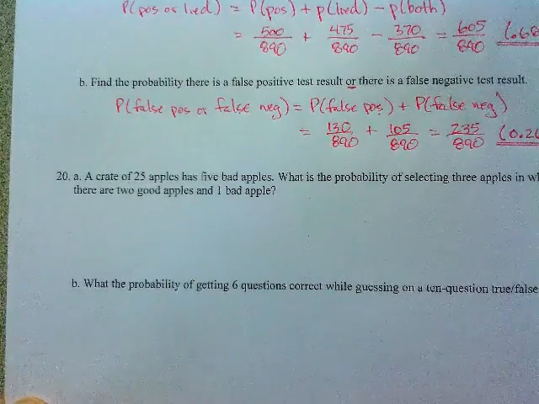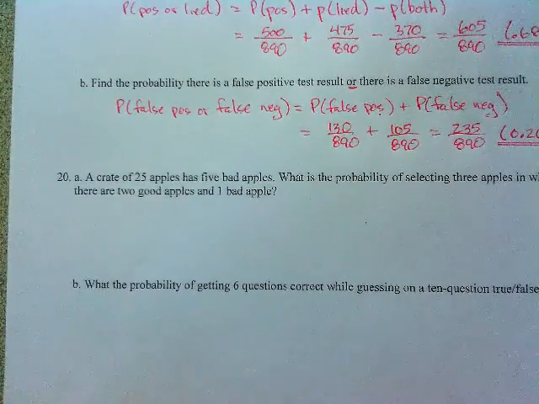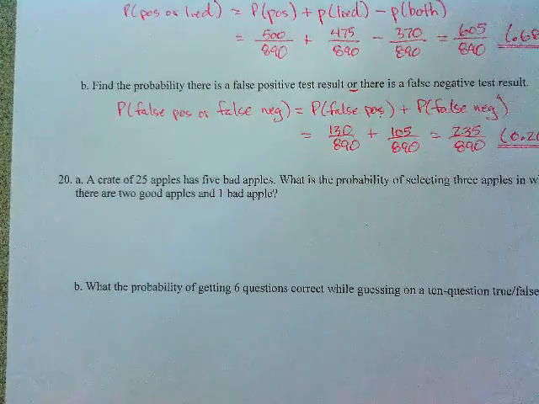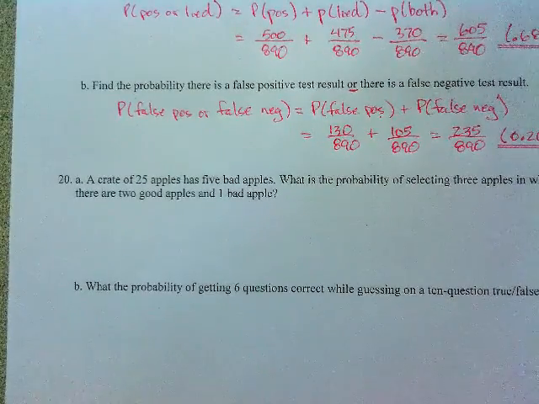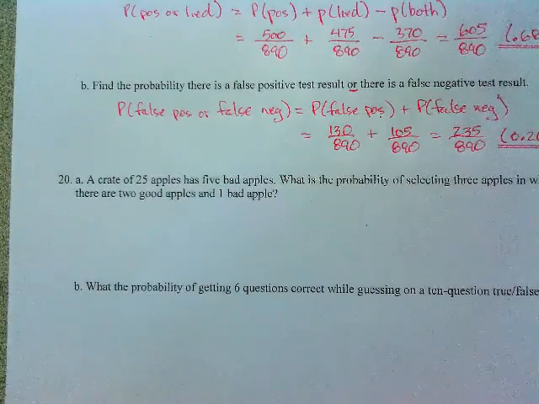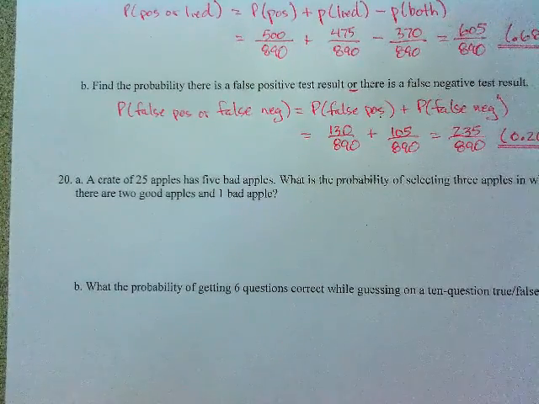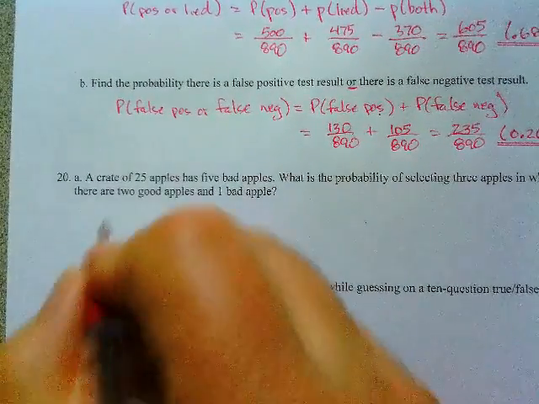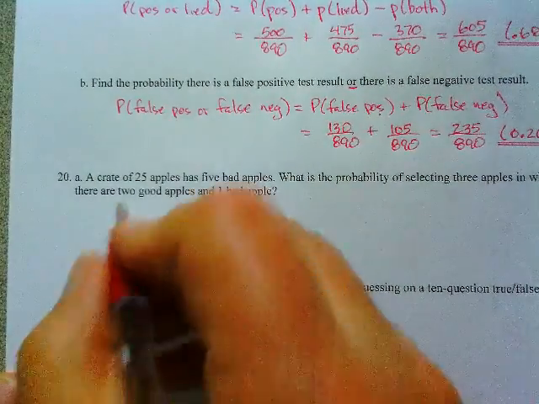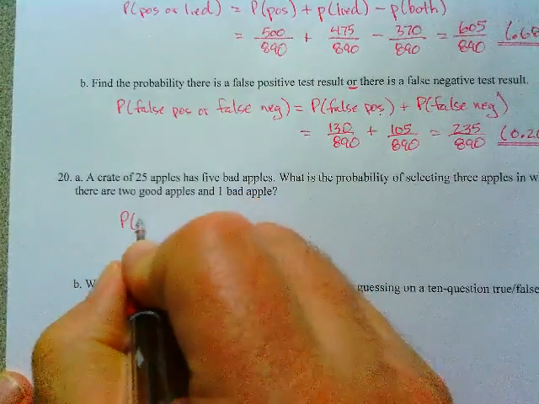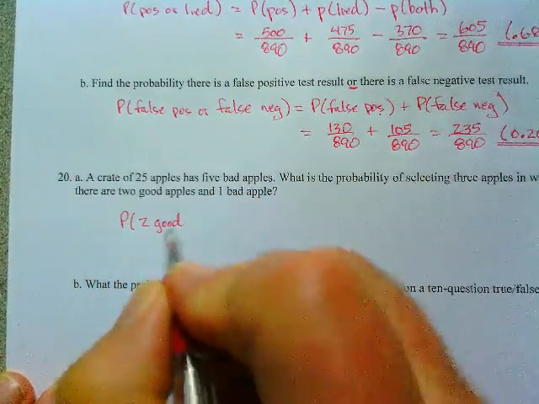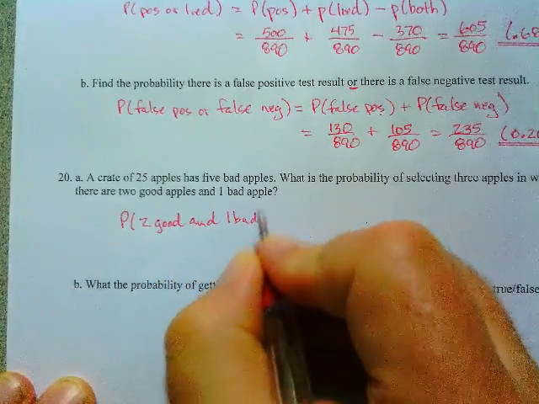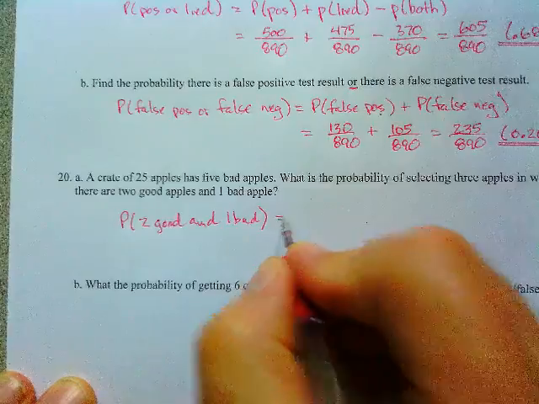Alright, number 20 here. First off, we have a crate of 25 apples. You might remember something similar to this on the Chapter 7 test. Crate of 25 apples has 5 bad apples. What is the probability of selecting 3 apples in which there are 2 good apples and 1 bad apple? Okay, so this is more of the AND situation. We want 2 good and 1 bad. And so this is a multiply situation.